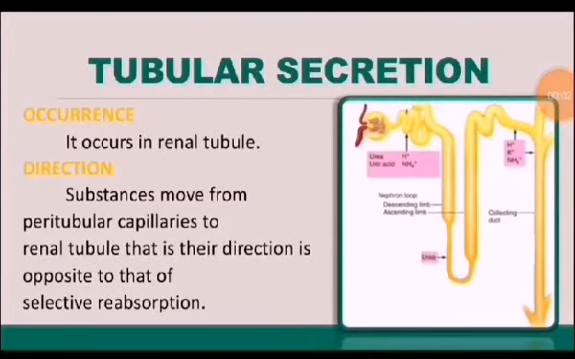The third step is tubular secretion. Like selective reabsorption, it also occurs in renal tubule. In this case, the substances move from peritubular capillaries to renal tubule. That is, during this process, the direction of substances is opposite to that of selective reabsorption.